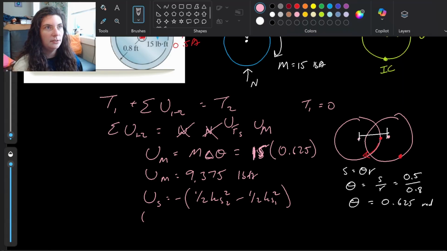So the work of my spring is going to be negative 1/2 times the spring constant of 10 that we just said, times S2. And remember, S2 is the distance that you stretched from the unstretched length.